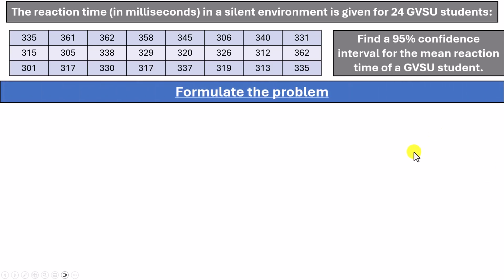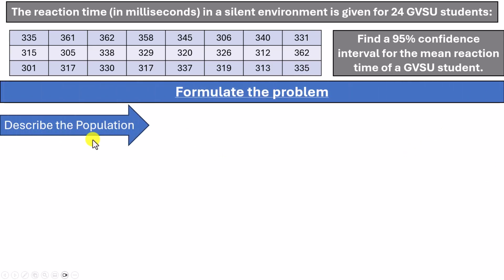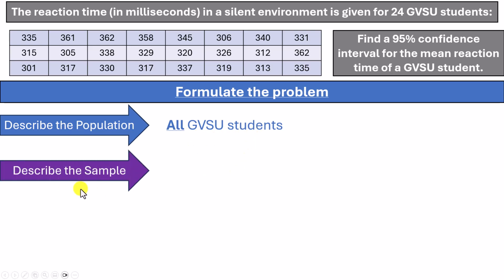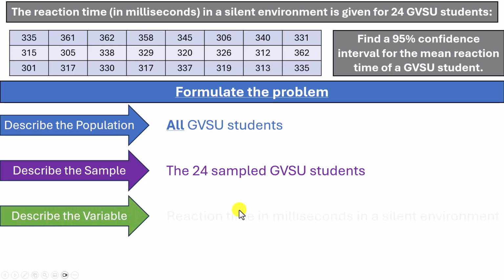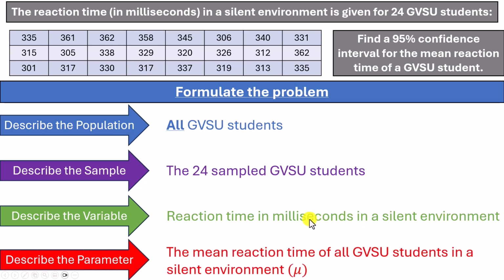So the very first step is to formulate the problem. And the first part of that is to describe the population. It looks like we're grabbing information from Grand Valley students, so our population would be all Grand Valley State University students. Then we can describe the sample, and the sample is going to be the 24 students that we have here. Then we can describe the variable. The variable that we have here is the reaction time in milliseconds in a silent environment. Finally, we can describe the parameter, which is the mean reaction time, not just of the values from the sample, but of all Grand Valley State University students in a silent environment, and that's represented by mu.